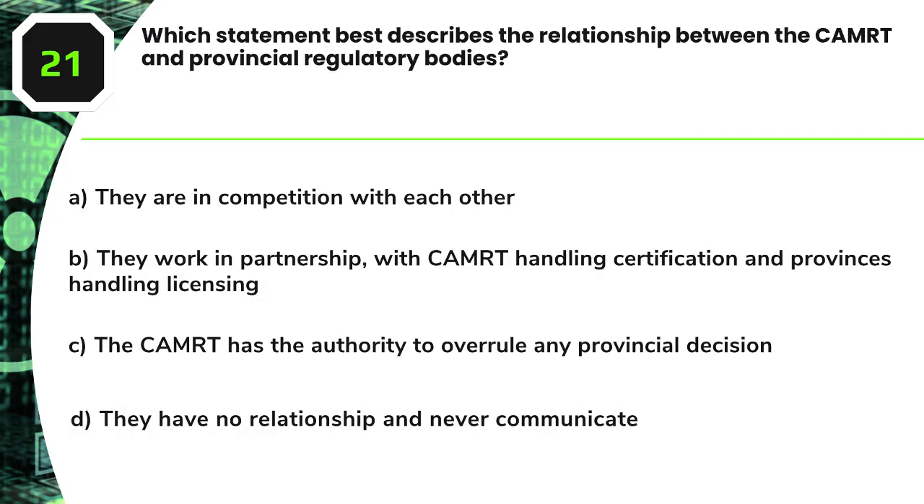Question 21. Which statement best describes the relationship between the CAMRT and provincial regulatory bodies? A. They are in competition with each other. B. They work in partnership, with CAMRT handling certification and provinces handling licensing. C. The CAMRT has the authority to overrule any provincial decision. D. They have no relationship and never communicate.